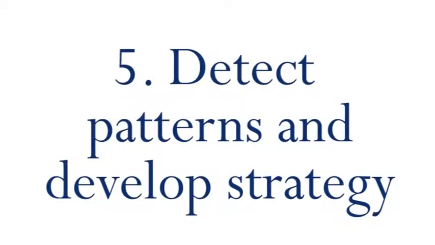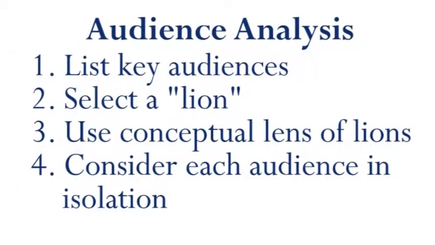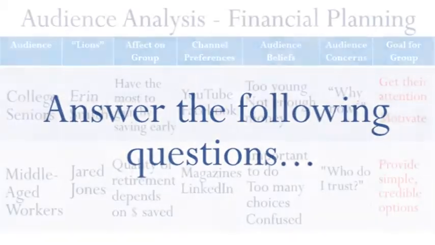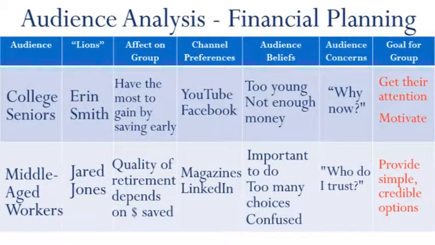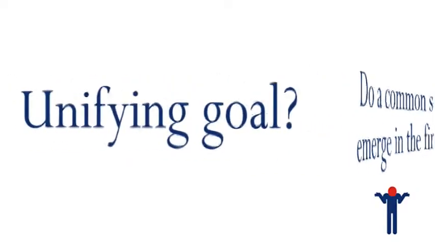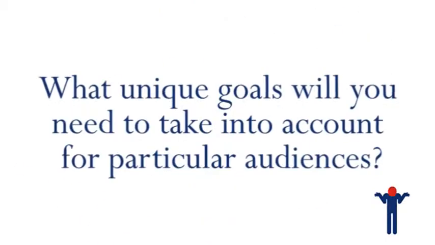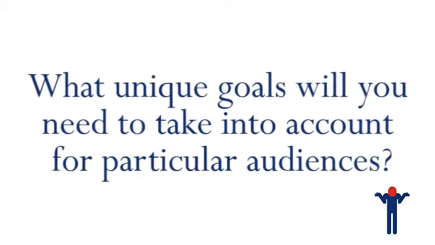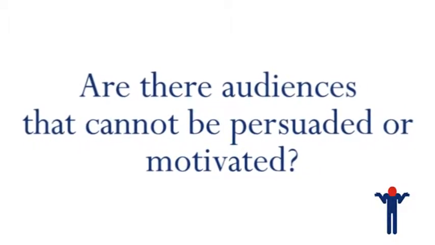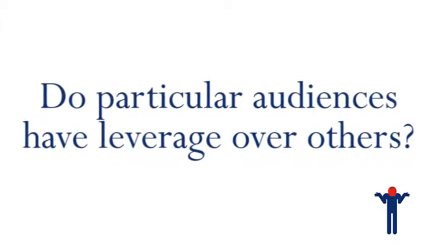The next step in this is I want to detect underlying patterns implicit in the final column to start developing a strategy. Points 1 through 4 feed into helping me craft a communication strategy. And in that strategy, I will answer a number of questions. One is, given what I've done up to this point, does a common set of goals emerge from the final column? In other words, is there a unifying goal that I see? What unique goals will you need to take into account for particular audiences? And also, maybe there are some audiences that just can't be persuaded or motivated. And also, do particular audiences have leverage over others?